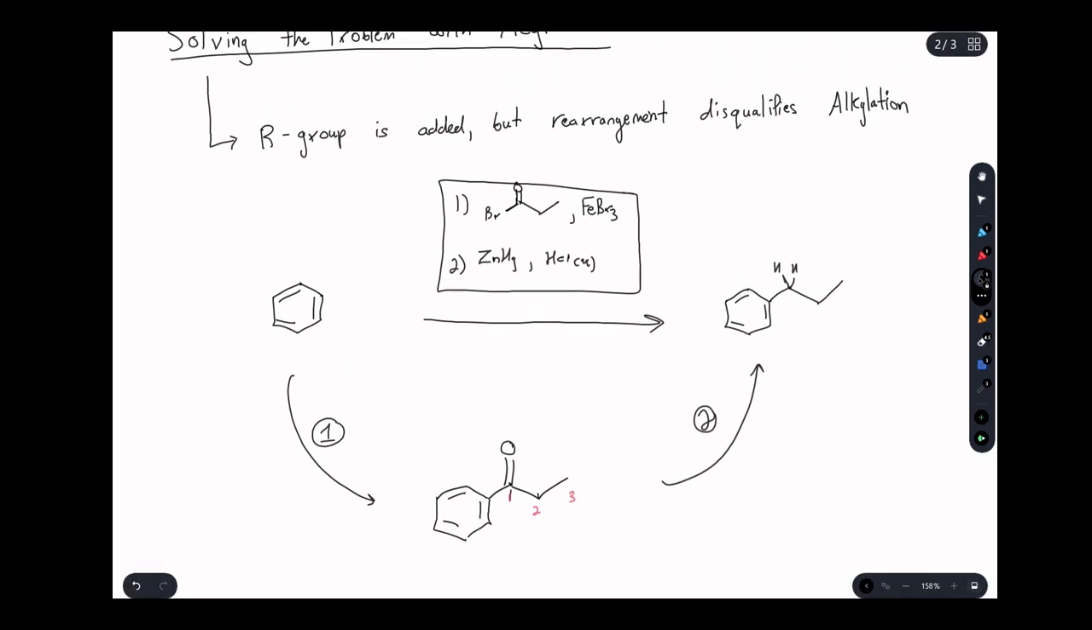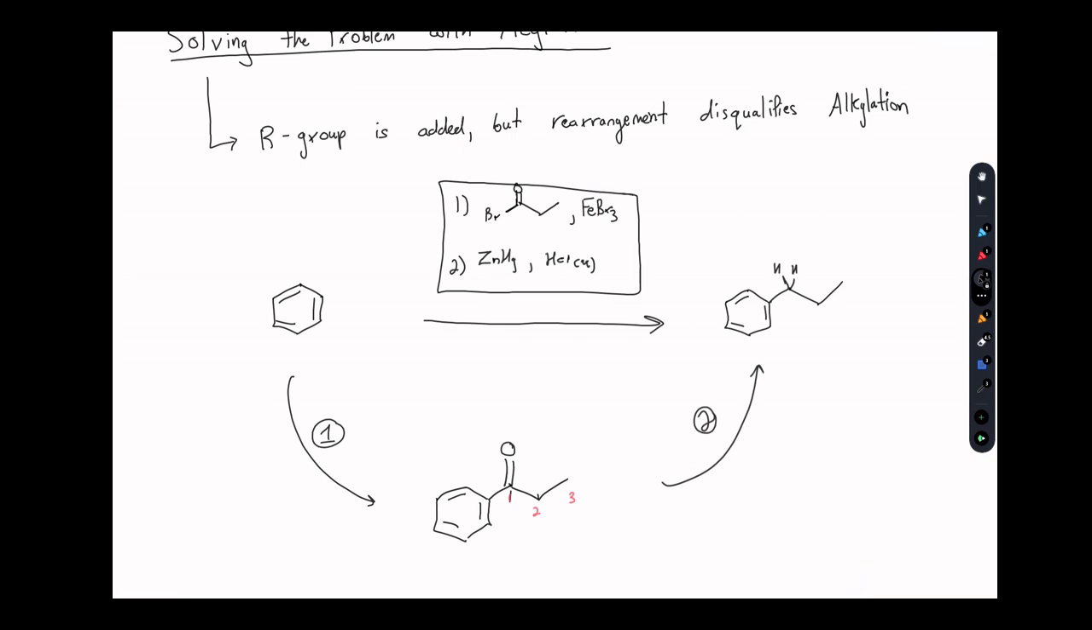So by using the acylation, we are able to avoid rearrangement. Remember, that's because the acylation intermediate does not actually have a carbocation. It won't rearrange on you. Then, by removing that carbonyl, we get the same outcome. We can add that propyl group and solve the problem.